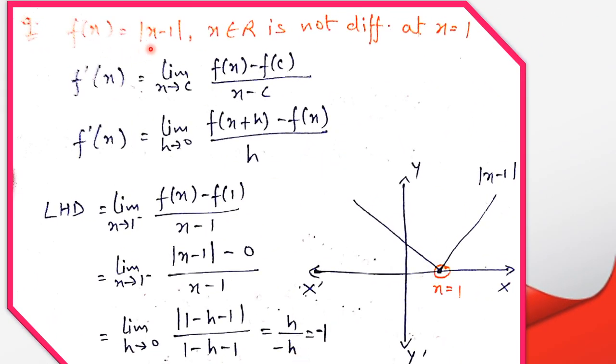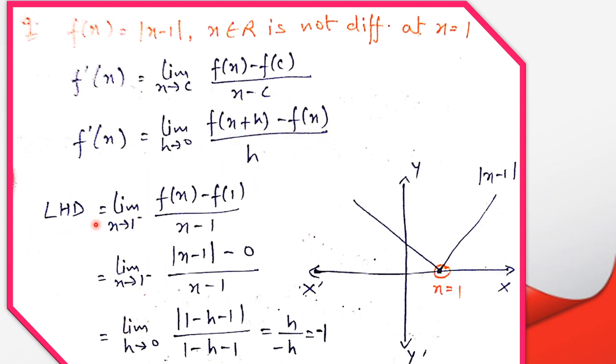Ninth question, f(x) equal to mod of x minus 1 where x belongs to R is not differentiable at x equal to 1. First of all, if we draw the graph, it will be somewhat like this. Now we know this formula, f dash x is equal to limit x tends to c, f(x) minus f(c) upon x minus c. Or else if we apply the limit h tends to 0, it will be f(x plus h) minus f(x) upon h.